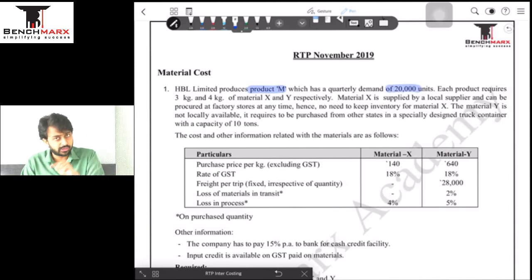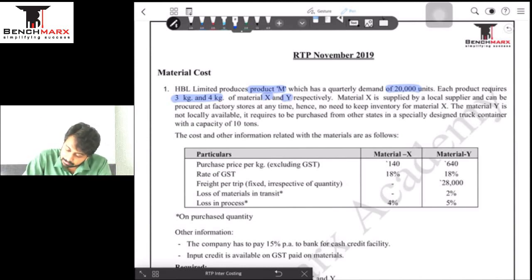So in one quarter it is 20,000. If I need to find my annual demand, 20K into 4 is going to be my annual demand. Each product, meaning FG, requires 3kg and 4kg of X and Y. So 3kg of X and 4kg of Y is my input consumption. So X and Y become my RM and M becomes my FG.